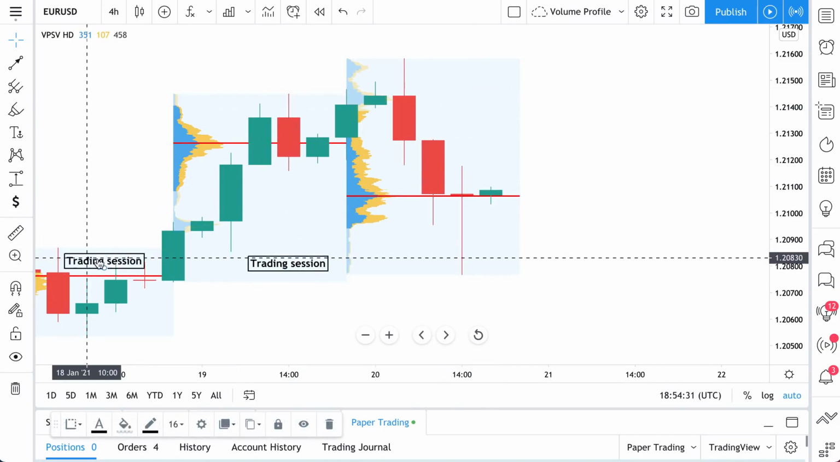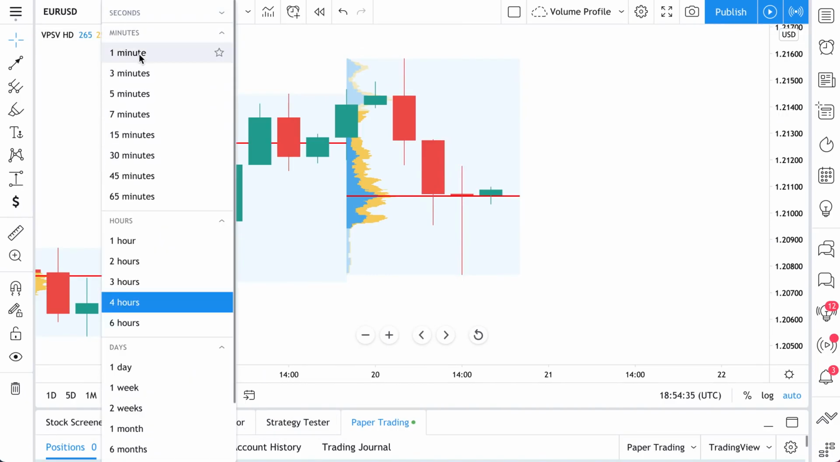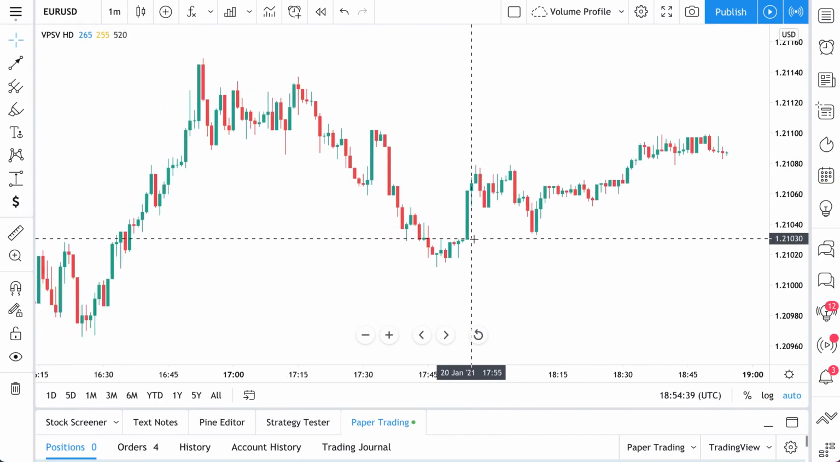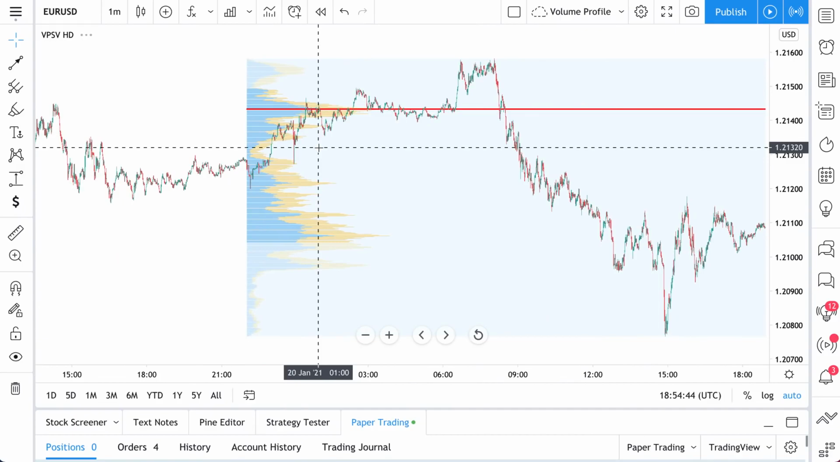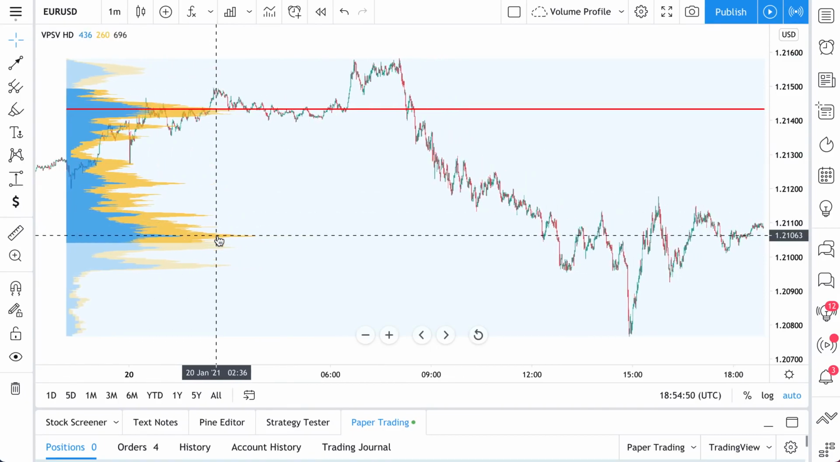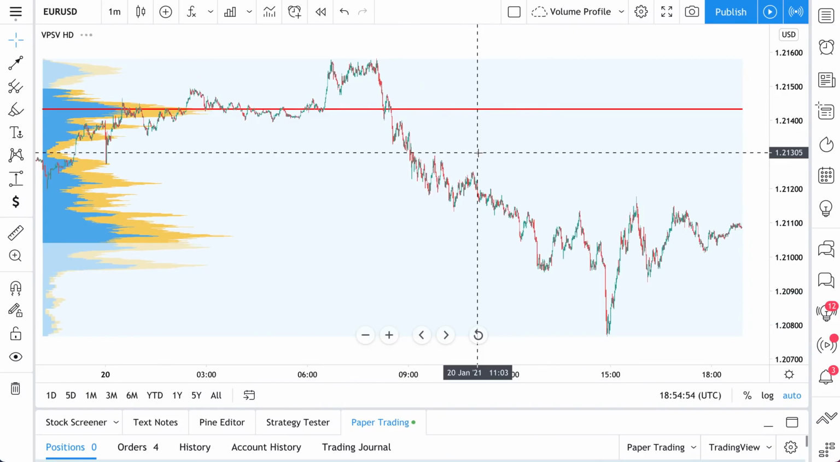Okay, so if you really wanted to do some short-term trading, maybe you wanted to go all the way down to a 1-minute chart. Remember, just for entertainment and educational purposes. Well, now that we're on a 1-minute chart, we have our session volume HD. HD means that it's going to dynamically adjust to show us more and more detail the more we zoom into the chart.